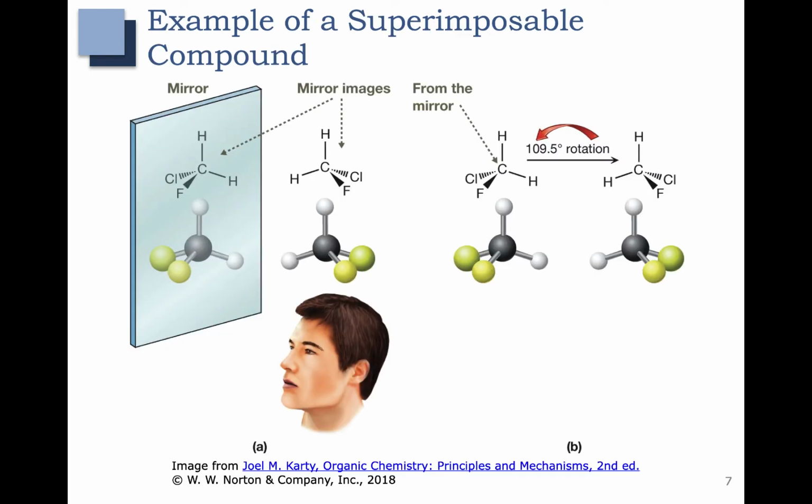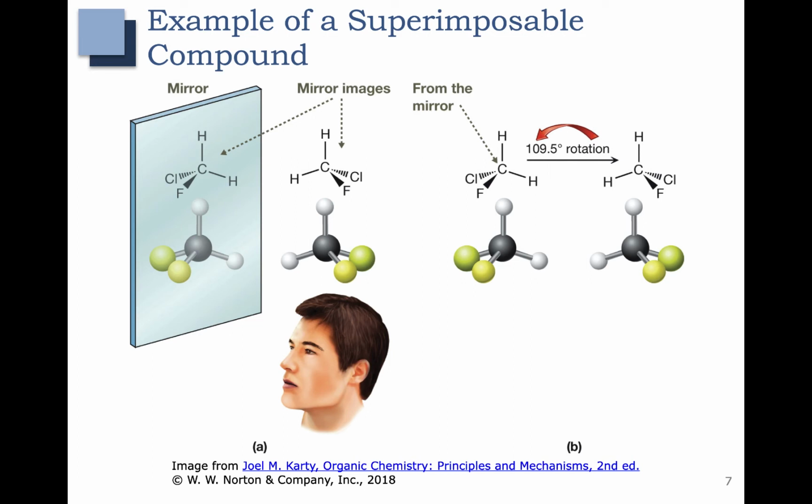Let's go over an example of a superimposable compound. A superimposable compound is one that if you build its mirror image, it's exactly the same molecule. That's what this picture is trying to show you. Here's the molecule, and here's its mirror image. And if you take the mirror image and rotate it just a little bit, you have the same thing as the original molecule. So that is what we consider to be a superimposable compound.